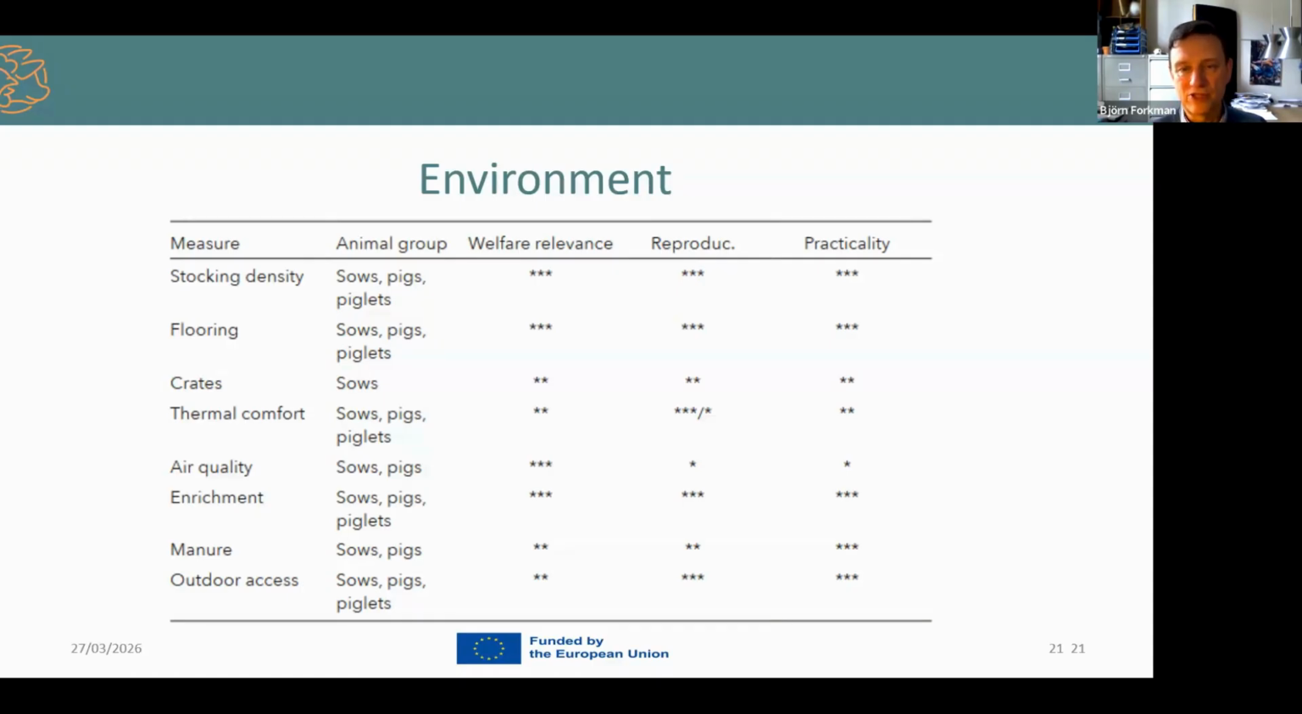This is not to say that, for example, crating is not important. It certainly is, as is thermal comfort and air quality. But they are more difficult to observe and so less practical.